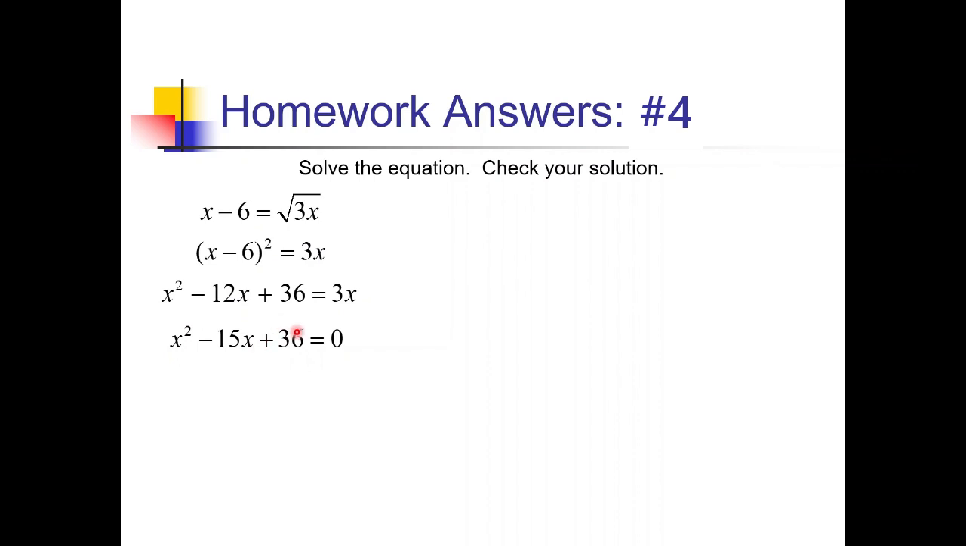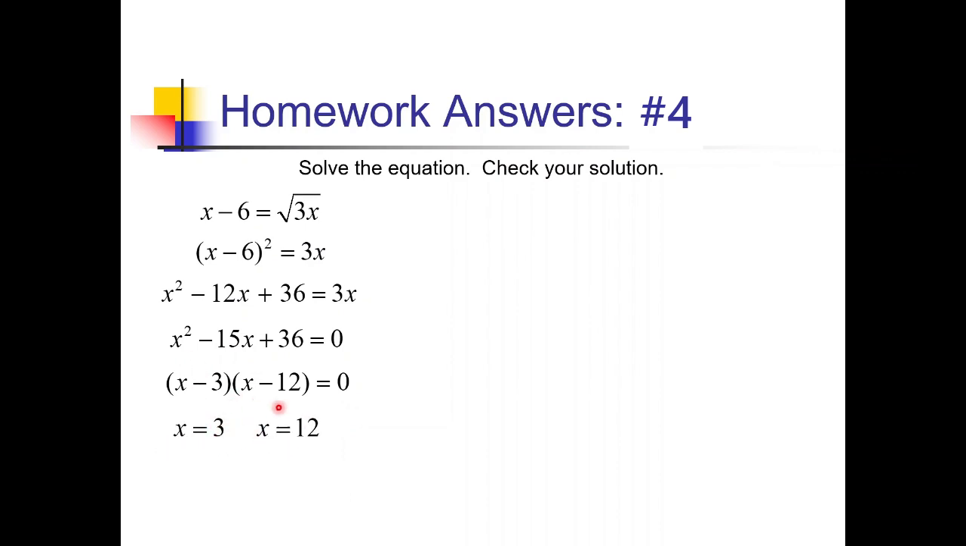Are there things that multiply to 36 and add up to negative 15? Well, let me think. 1 and 36, no. 2 and 18 doesn't work. 3 and 12. Well, negative 3 and negative 12 adds up to negative 15. So we have (x - 3)(x - 12) = 0. Zeroing each of these out, we're going to end up with x equals 3 and 12.